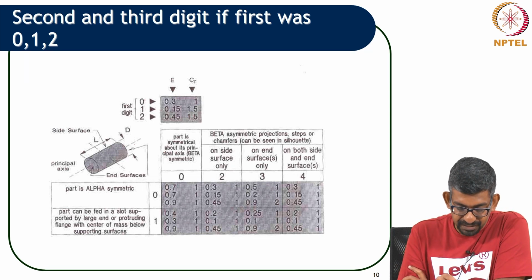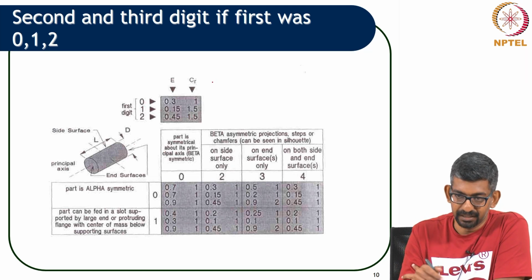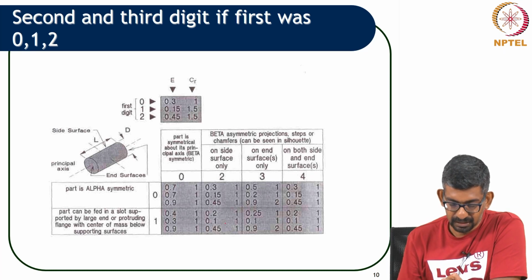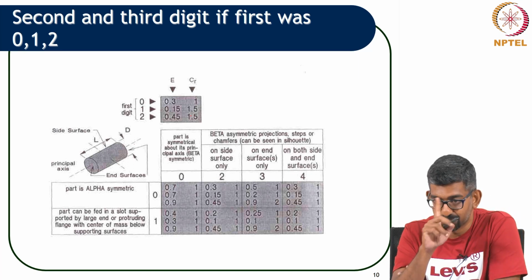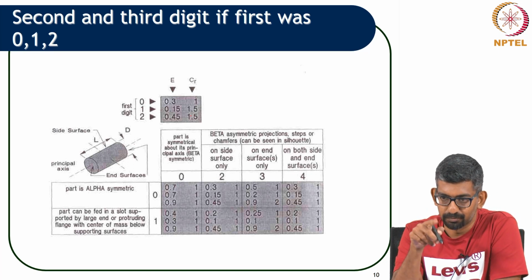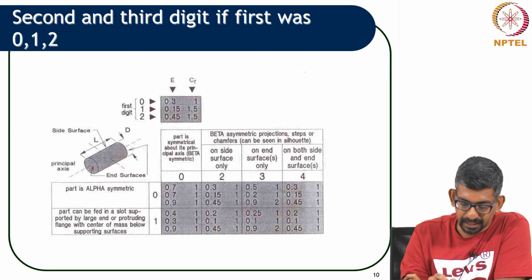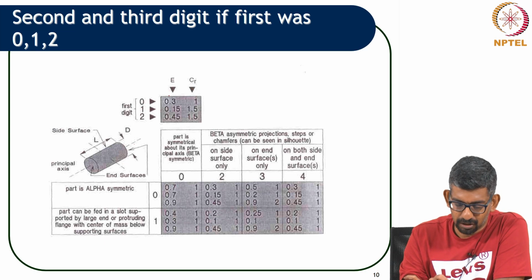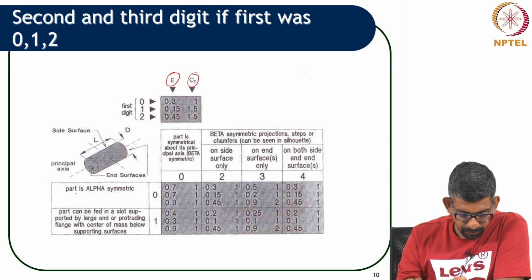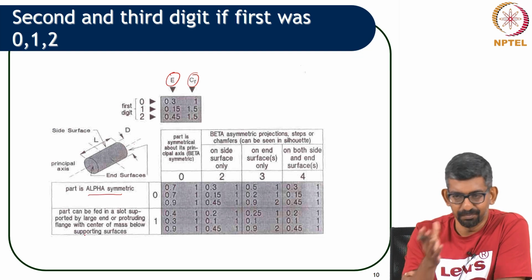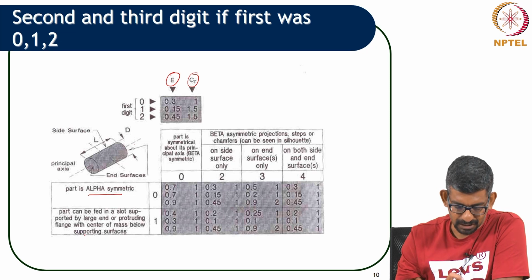So, if your first digit was 0, 1, 2, this is how to read the chart. The chart is available like this. How do you read it? There are 2 columns, as against what we saw in the manual assembly chart, where there would have been only 1 column, right. In this, we have a second digit and a third digit. Obviously, the first column belongs to the E and the second column belongs to CR. These are the 2 things that we wanted to capture. For instance, you know the alpha symmetry and the beta symmetry. The idea is the same as in the manual assembly concept.